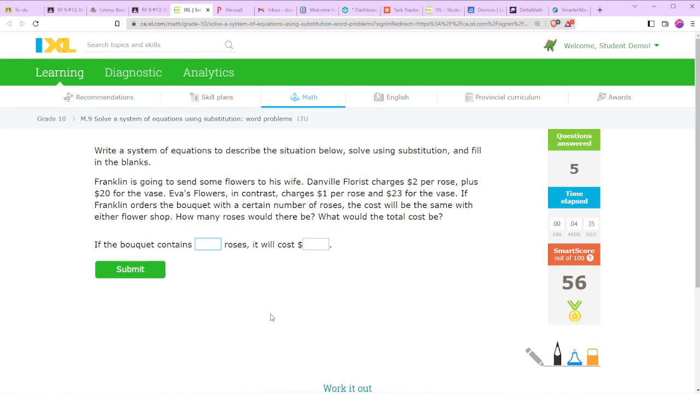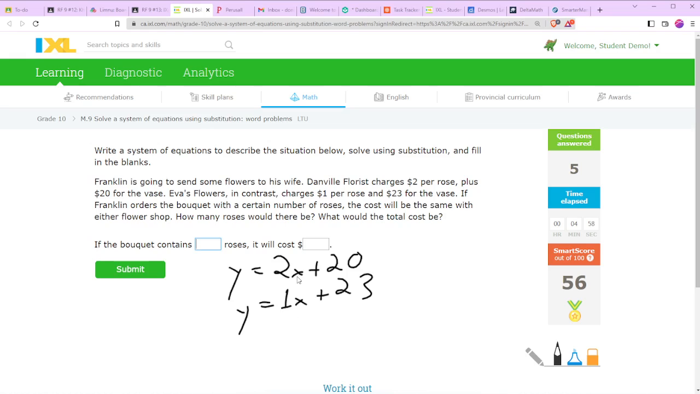So Franklin is going to send some flowers to his wife. Danville Florist charges $2 per rose, plus 20 for the vase. Ava's Flowers charges $1 per rose, and 23 for the vase. If he orders the bouquet with a certain number of roses, the cost will be the same for either flower shop.